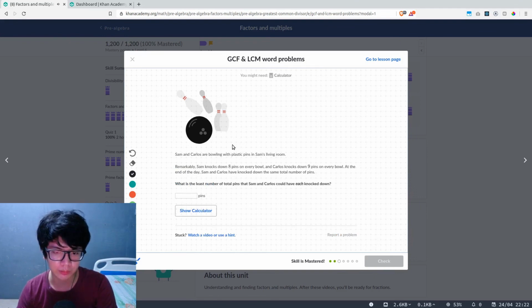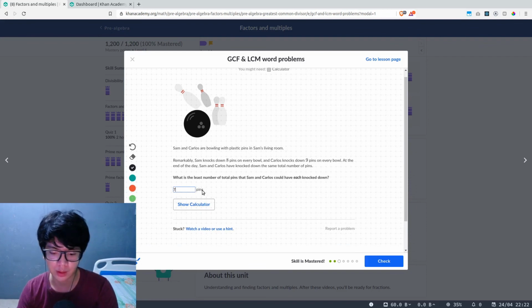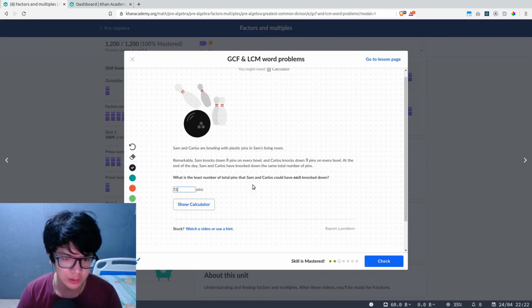Sam and Carlos are bowling with plastic pins in Sam's living room. Remarkably, Sam knocks down 8 pins on every ball, and Carlos knocks down 9 pins on every ball. At the end of the day, Sam and Carlos have knocked down the same total number of pins. What is the least number of total pins that Sam and Carlos could have each knocked down? Oh, I guess it's 72, right? Same total number of pins.